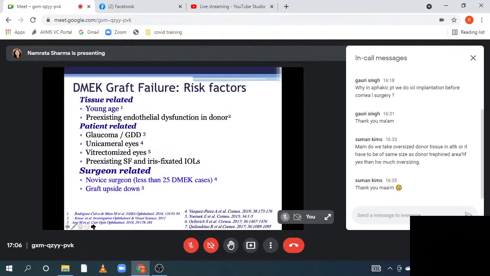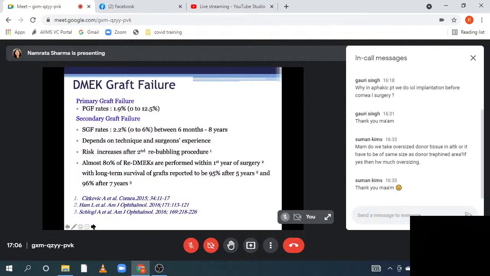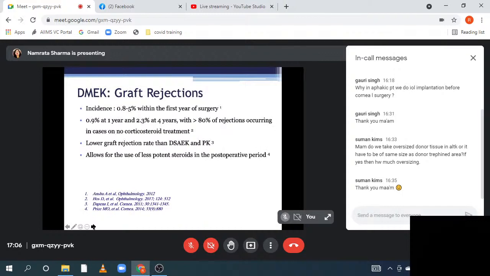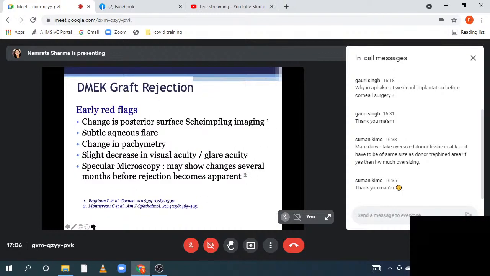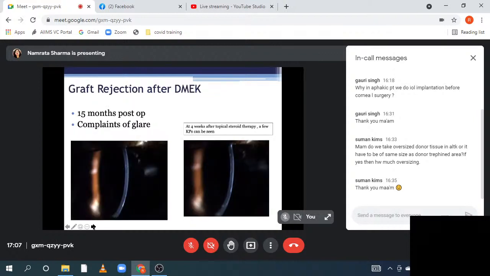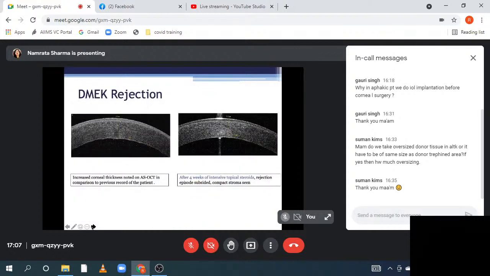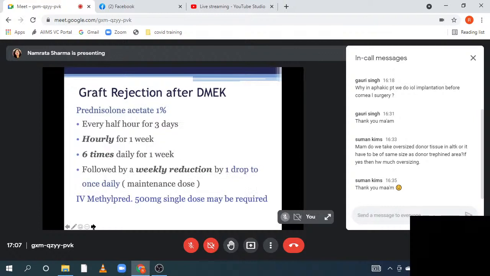And there can be problems even with DMEK, which could be primary graft failure or secondary graft failure, and there can be rejections with it. Again, this is even more subtle than a DSEK rejection, so much so that there will be only slight decrease in visual acuity or glare acuity. Even your best corrected visual acuity may not change. Very difficult for the patient to even ascertain that a graft rejection episode is occurring. At 4 weeks of topical steroids, few KPs could be seen, and there were more KPs when this graft got rejected. And this is just to show a DMEK rejection which was managed on topical steroids at 4 weeks.